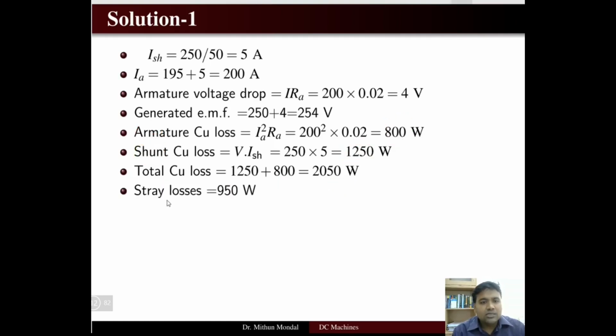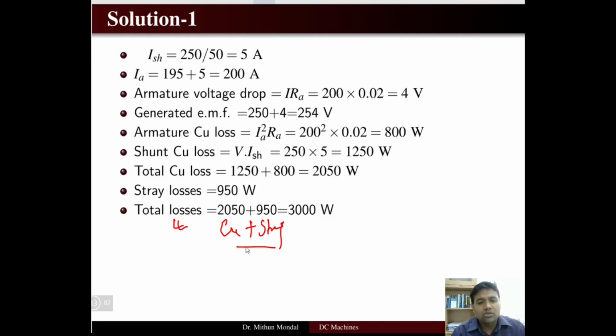Stray losses are given to you as 950 watt, that is the combination of the friction losses and the iron losses. So total losses that you have is the sum of copper loss plus the stray loss. So copper loss plus stray loss will give you the total loss, that is equal to 3000 watt.